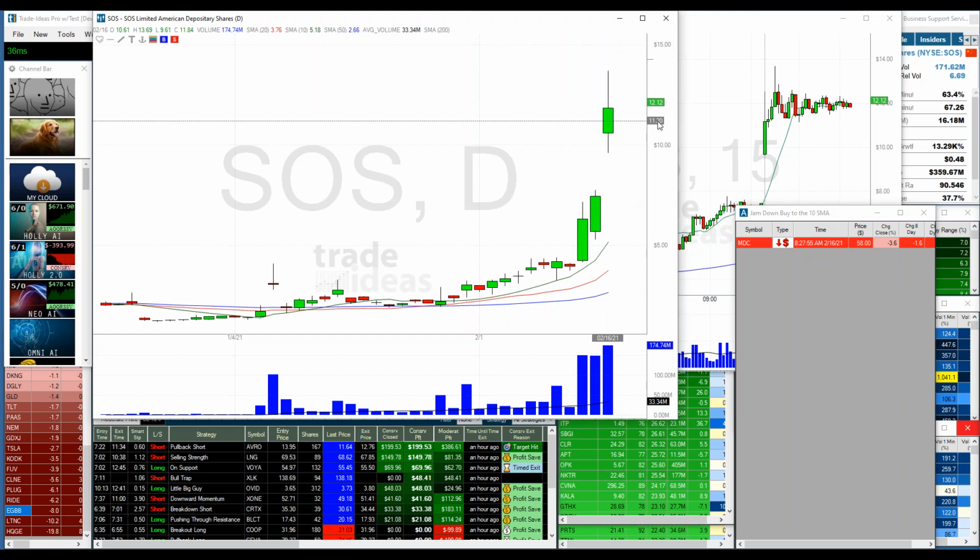It's probably just going to flop around. A lot of space between the 10-day moving average. Makes me want to take at least some off the table when things start doing that. SONM, we already did that one, so that one's a bonus.